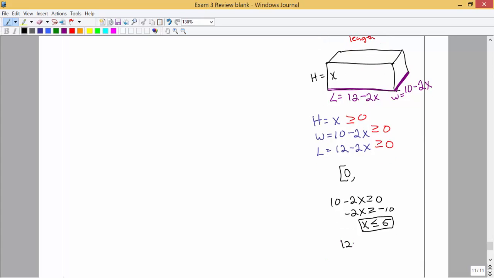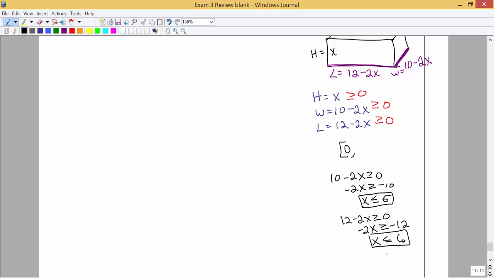The length says that 12 minus 2x has to be greater than or equal to 0. So we'll subtract 12 from both sides and then divide by -2. Flip our inequality symbol, and this says that x has to be less than 6. Remember that we want to go with the most exclusive value. We want to go with the upper bound that works for both.